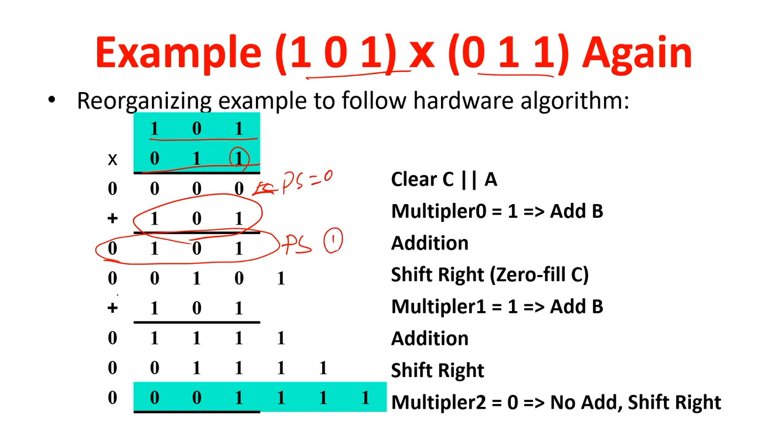Then after generation of the partial sum, we do a right shift. After the right shift, 0101 becomes 00101, and this 0 is getting added. In the next step we are again adding 101, because we have already done the right shifting, so we can put it at that place. Once it is done, we add the things, and now we get the second partial sum. Once we get the partial sum, we again do a right shift.